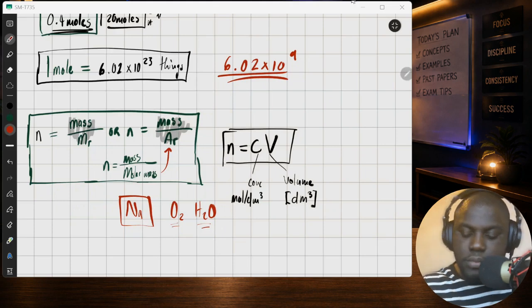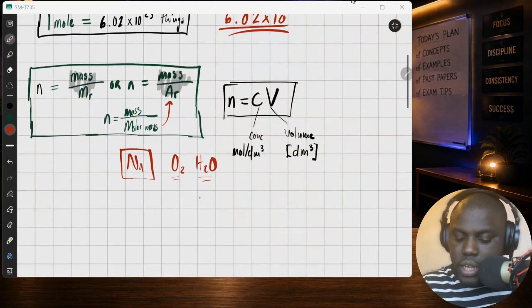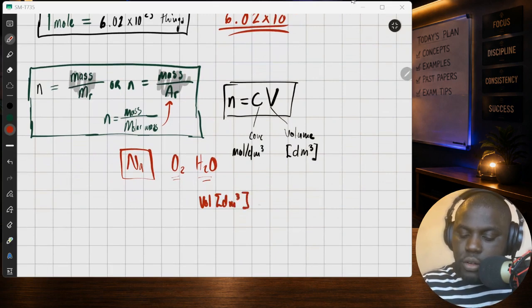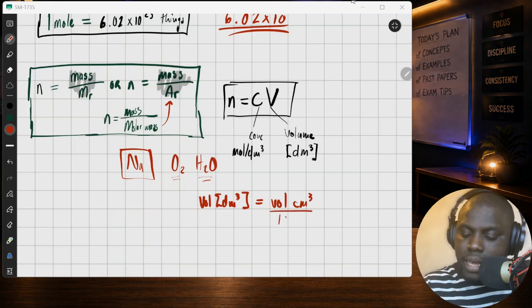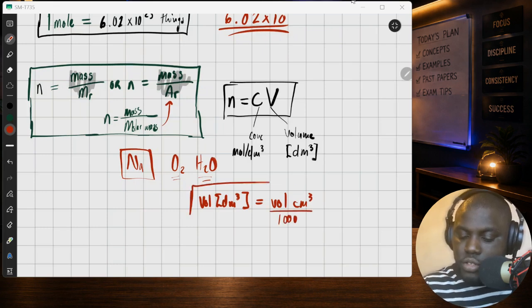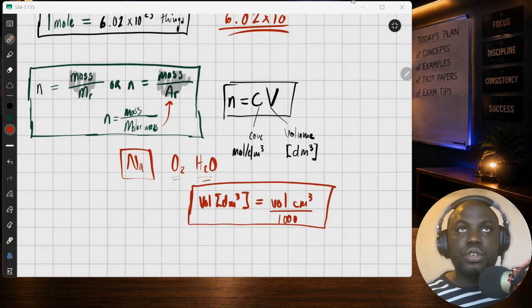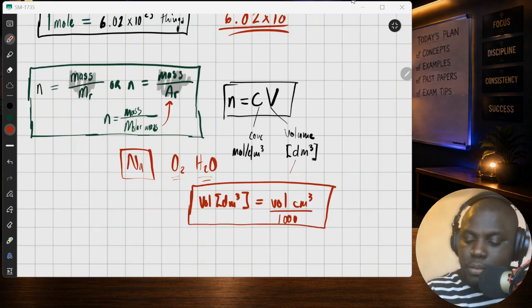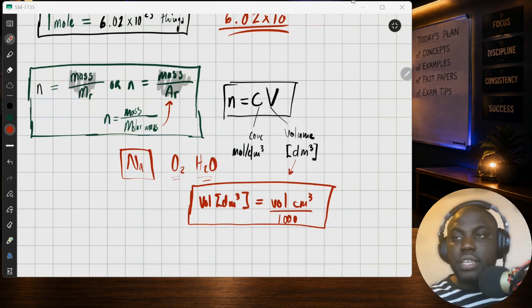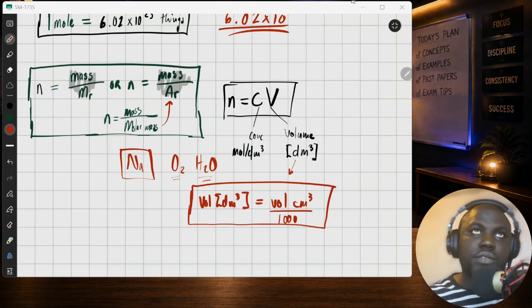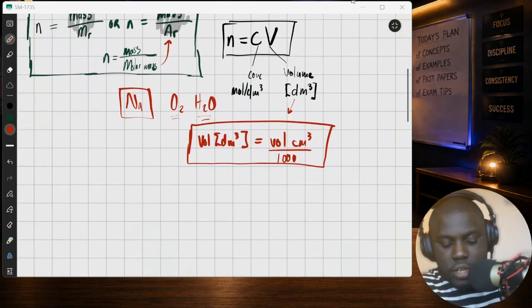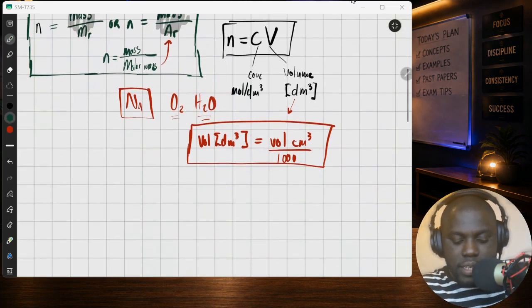How do you change it to dm cubed? That's an important one. You must know that volume in dm cubed is equal to volume in cm cubed divided by 1000. So make sure that you always change volume to dm cubed. Then you can use this formula. As long as you don't have this, you can't use this formula. Then now we look at the third and final thing. Then I'm going to look at the next thing in the next video.